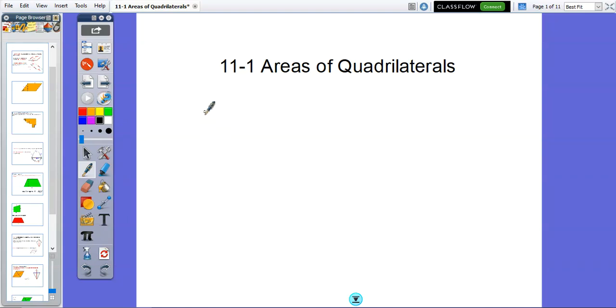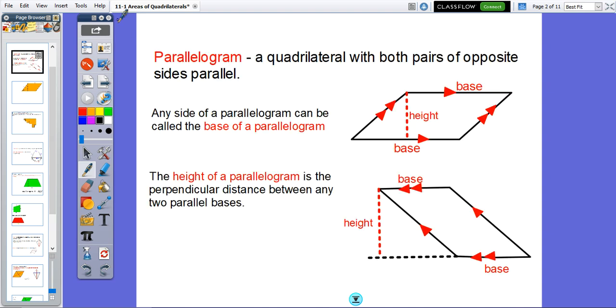Today, we're moving on to chapter 11, talking about areas of quadrilaterals. Now, first off, what is a quadrilateral? That's a good question. Quadrilaterals, if you remember, are four-sided figures. So anything with four sides is what we're talking about today.